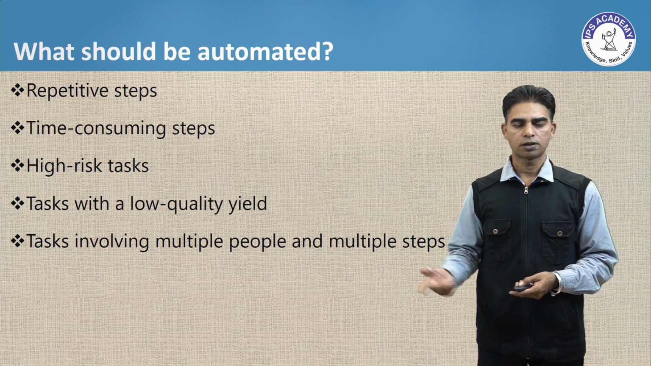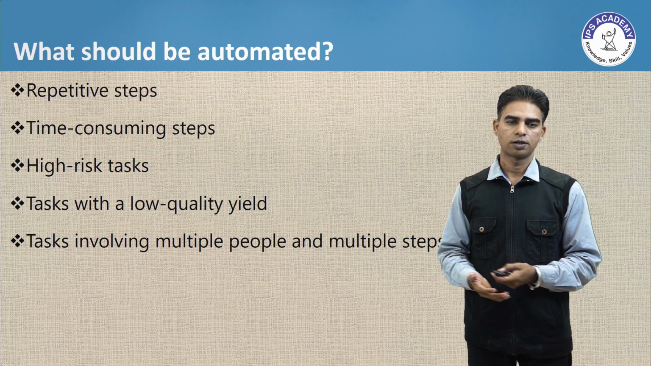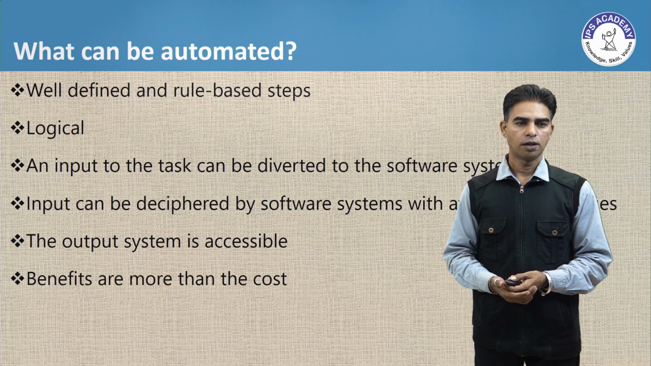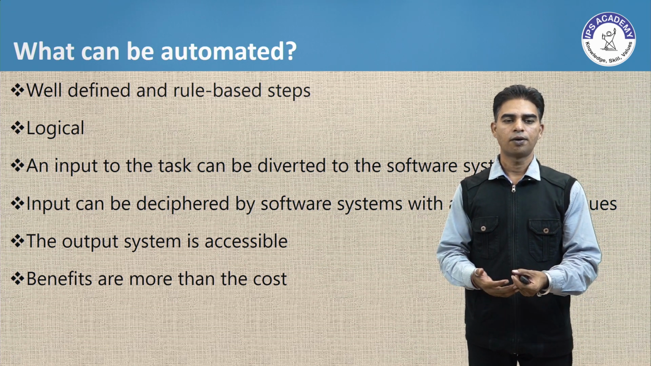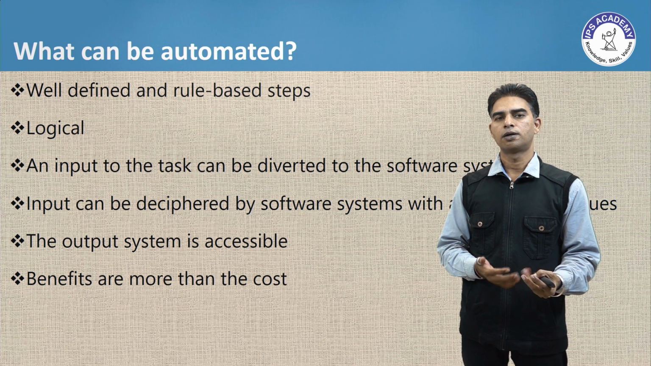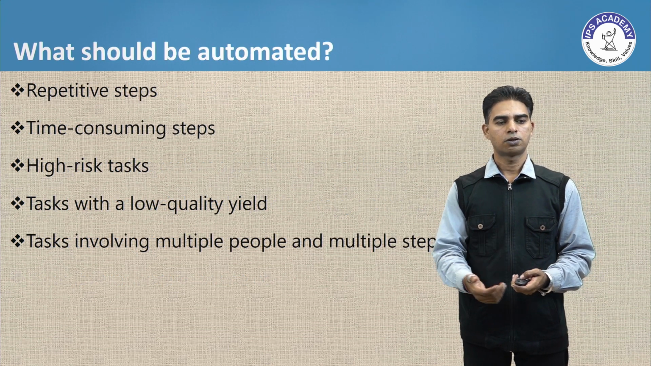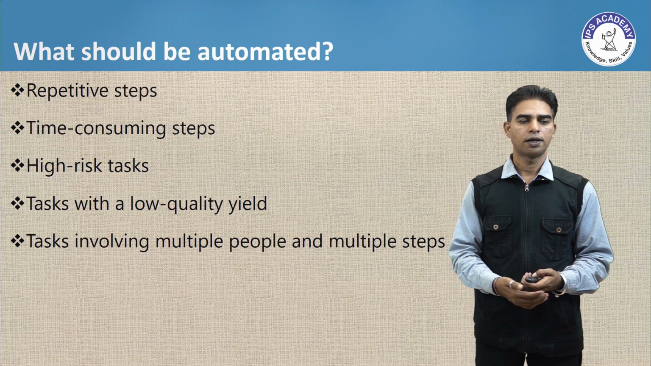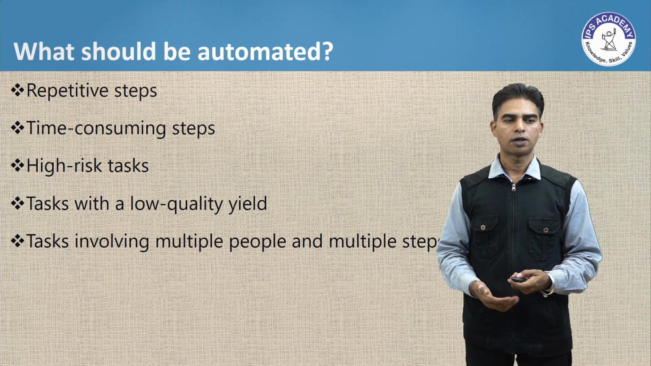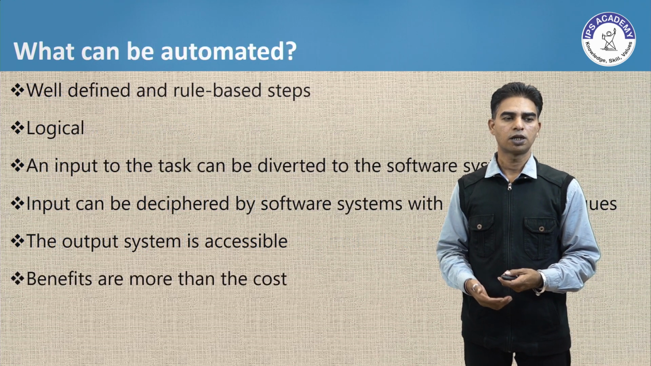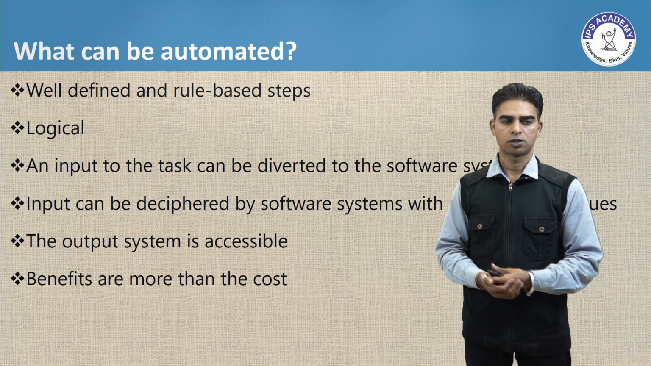So various kinds of tasks can be automated, because we can create a bot, a software robot. What can be automated? It means well defined and rule based tasks. So we can replace tasks that have repetitive steps, time consuming steps, and high risk tasks with low quality elements. So what should be automated is well defined and rule based steps.